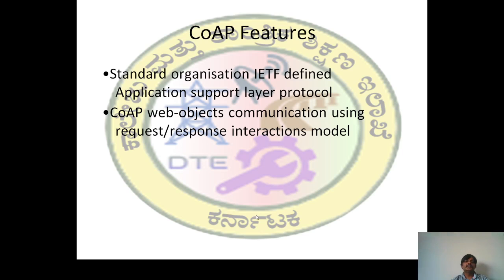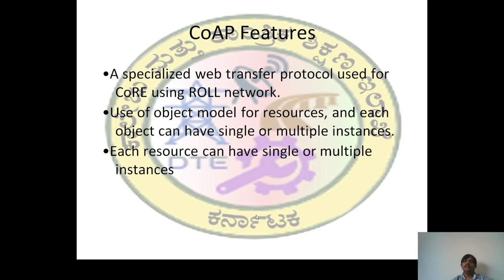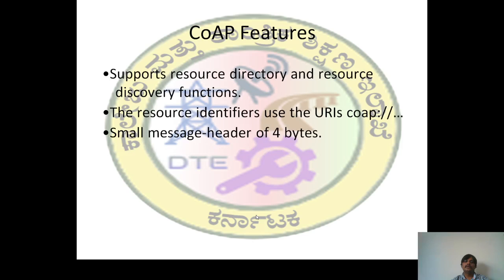So the features: standard organization, IETF defined application support layer protocol. COAP is for web objects communication using request response interaction models, a specialized web transfer protocol used for constrained networks, using an object model for resources, and each object can have single or multiple instances. Each resource can have single or multiple instances, and it supports resource directory and resource discovery functions. The resource identifiers use URLs.